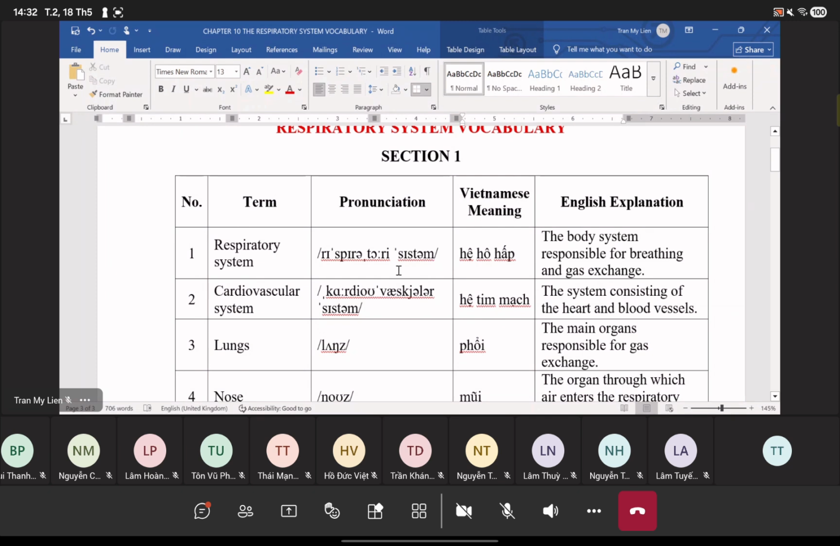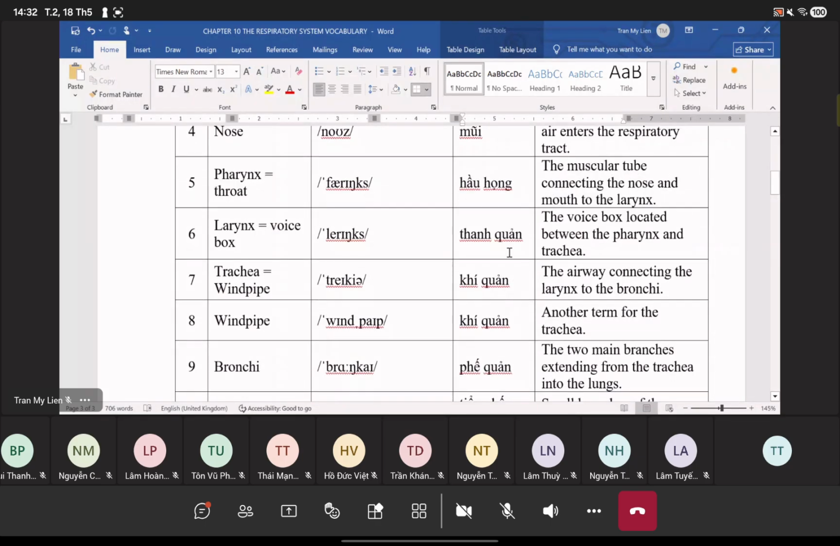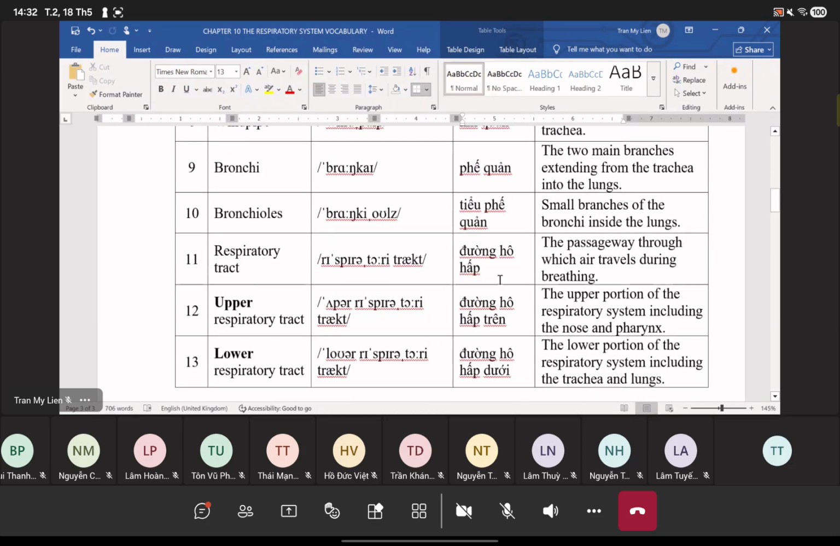Chapter 10. Respiratory System Vocabulary. 1. Respiratory system. 2. Cardiovascular system. 3. Lungs. 4. Nose. 5. Pharynx. 6. Larynx. 7. Trachea. 8. Windpipe. 9. Bronchi. 10. Bronchioles. 11. Respiratory tract. 12. Upper respiratory tract. 13. Lower respiratory tract.